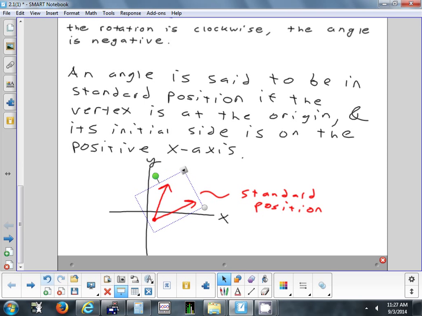Okay, what if I did something like that? Is that angle in standard position? No. The vertex is at the origin, but the initial side isn't on the positive x-axis. Any questions on the two criteria you have to have for an angle to be in standard position? Okay.